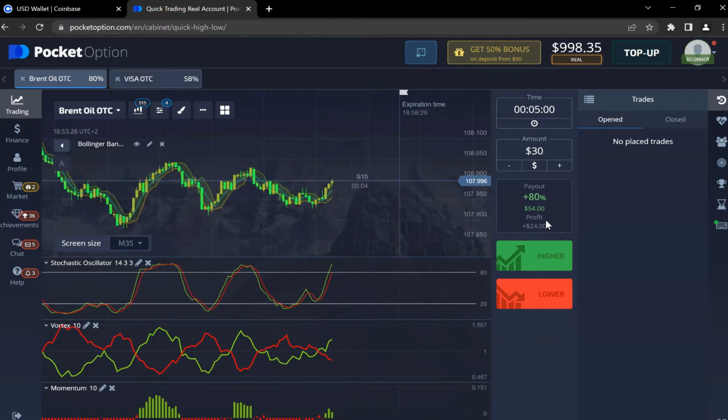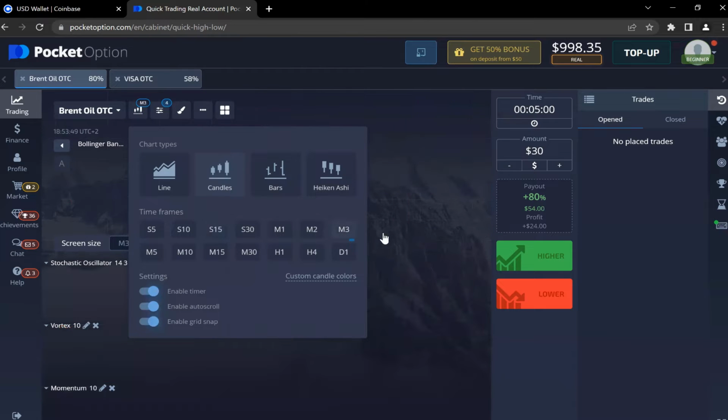Okay, it's almost go time. And so the payout for this pair is 80%. So I would be risking $30 for $24, which is cool because I don't want to risk too much. You're only supposed to risk 5% of your account. So I'm not trying to blow my account.